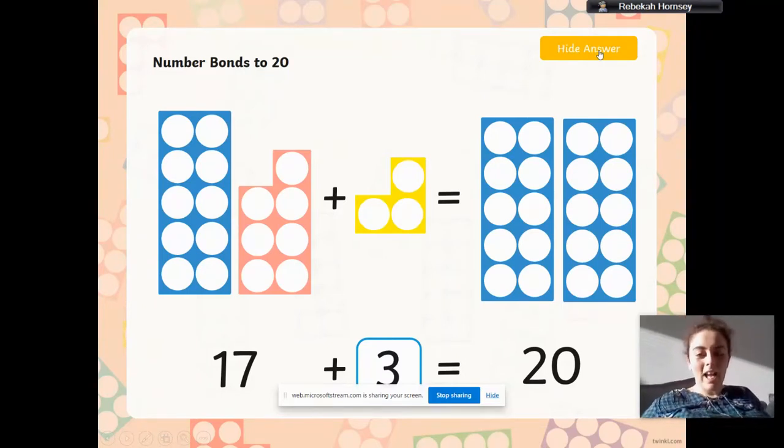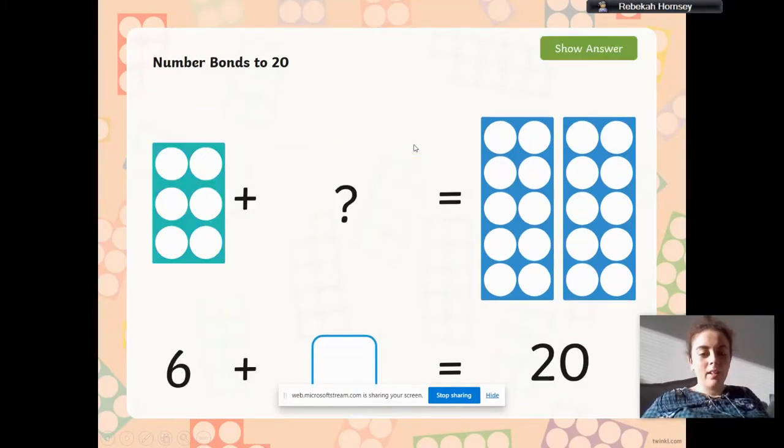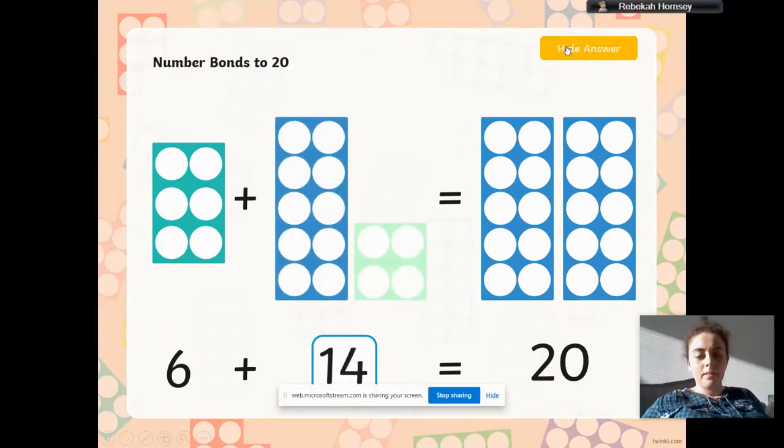Yes, 17 add 3 equals 20. 6 add something equals 20. Now, if you can remember your number bonds to 10 and you remember that 6 add 4 equals 10, we just add 10 more to the 4, and it's 6 add 14 equals 20. I was right. 6 add 4 is 10, 6 add 14 is 20.